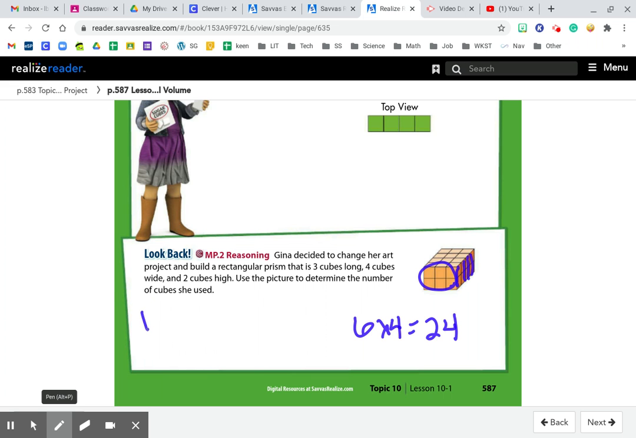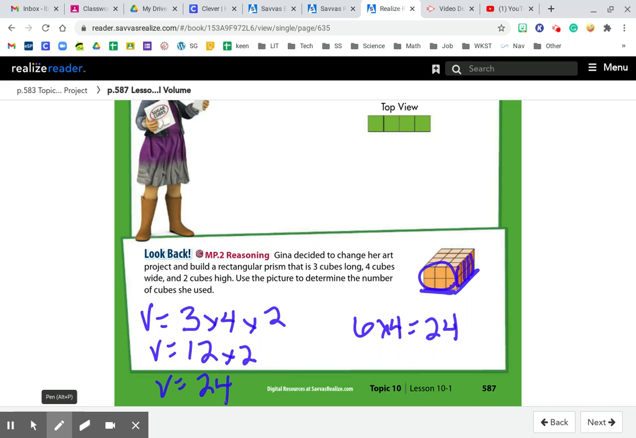And if you were going to actually solve it using an algorithm, the formula for volume, you would say it's 3 cubes long, 4 cubes wide, and 2 cubes high. So you'd have 12 times 2, and the volume would equal 24.